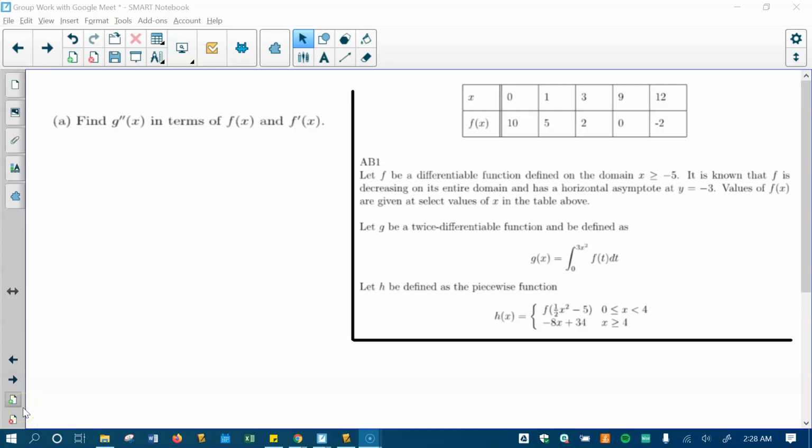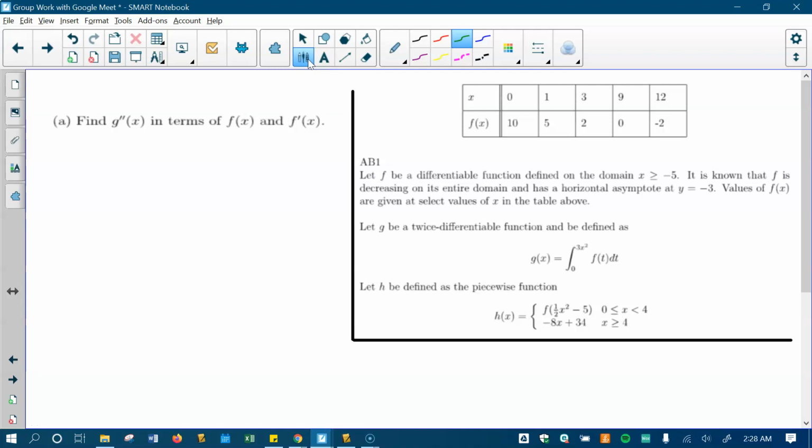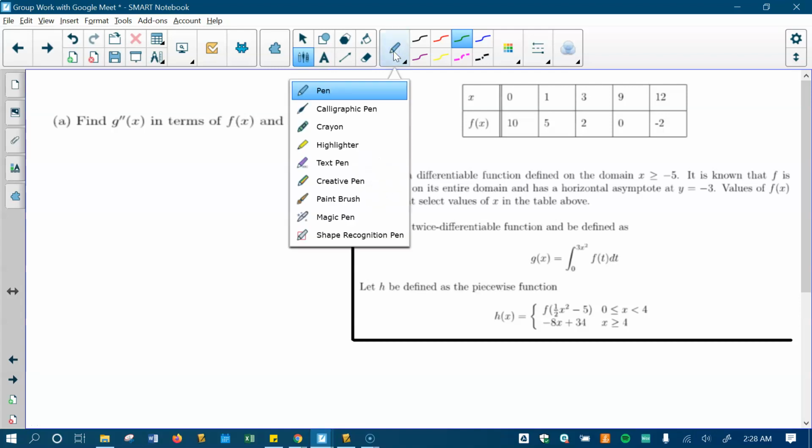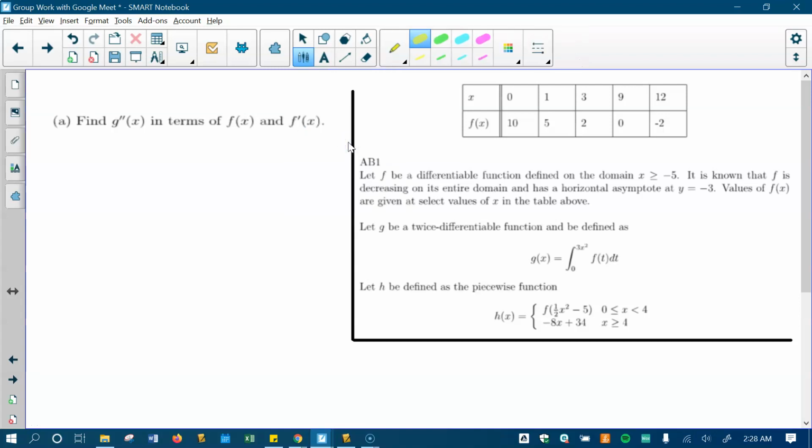Alright, this is a marathon of getting these kinds of questions done, so let's get going here. I'm going to go over all the information that's in the problem first. It says let f be a differentiable function defined on the domain x is greater than or equal to -5, so these values are only when x is bigger than or equal to -5.